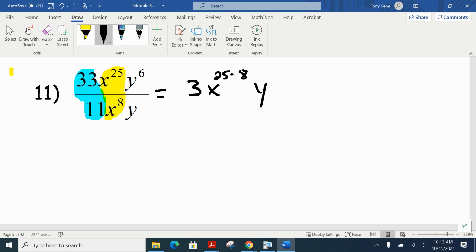And then we do the same thing with our y's. This has an exponent of 6. This has an exponent of 1. So we're going to subtract those. So that ultimately we would want this to look like 3, and then the x has a power of 17, and then the y has the power of 5. All right.